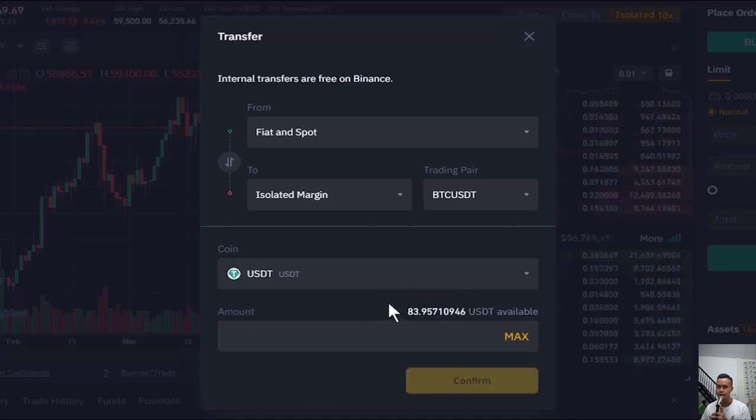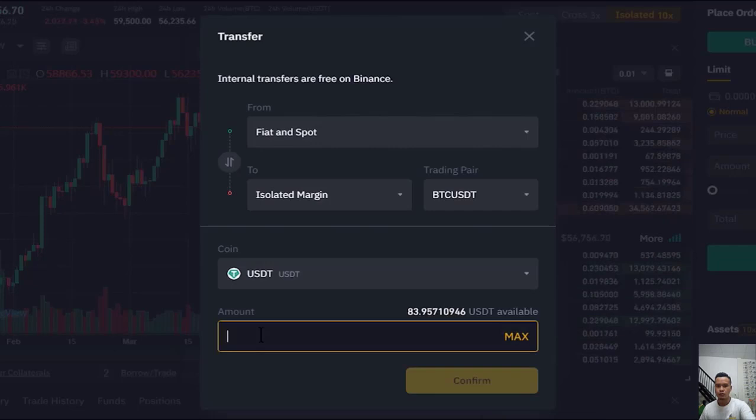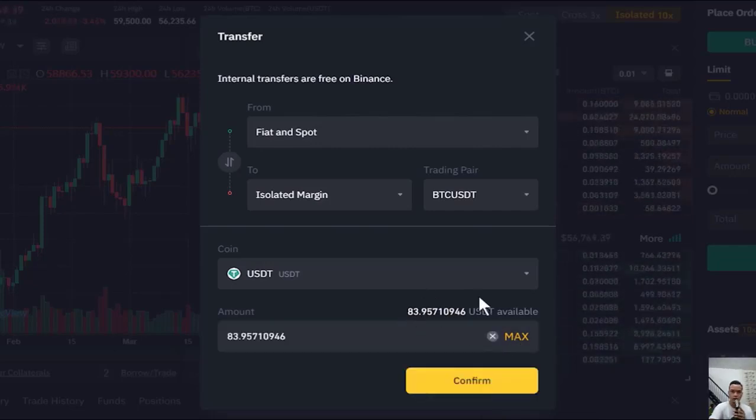Here it shows how much USDT I have available to transfer. You can enter your desired amount here, or just by clicking on the max, all the available USDT will be entered here. Pay attention that we are transferring to isolated margin wallets, so this initial fund or margin or collateral that we are transferring is specifically for this trading pair that we have selected here.